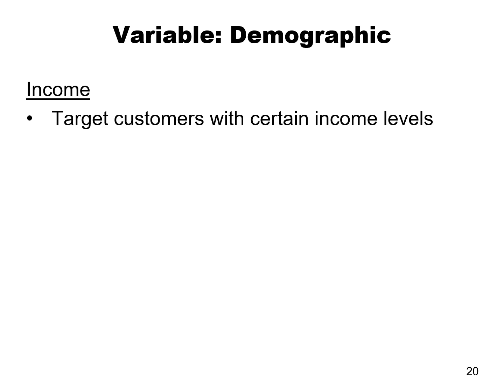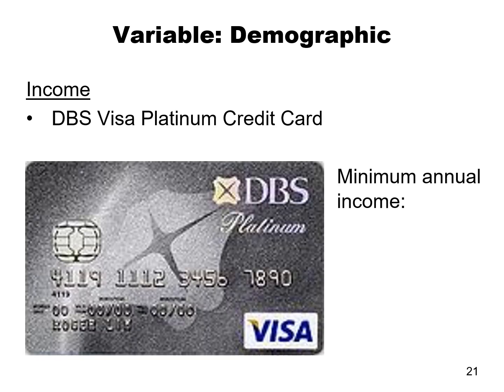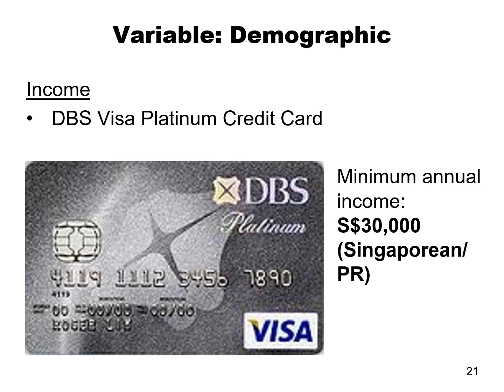Next, we look at income. You target customers with certain income levels. Let's look at this credit card. This is a DBS Visa Platinum credit card. So they are targeting a specific income. The minimum annual income required to apply for this card is 30,000 for Singaporean or PR, 45,000 for foreigners.